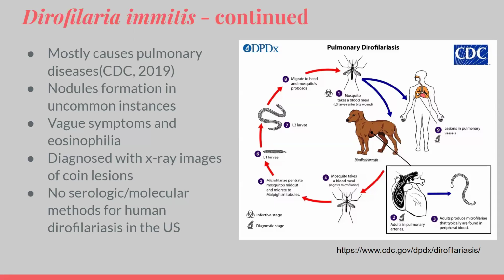Vague symptoms are associated with Diarrhea immitis because it can differ by dog, but the common one is eosinophilia, which is high amounts of eosinophil, white blood cells in the bloodstream. It is diagnosed with X-ray images of coin lesions found within the chest cavity. There's no serological molecular method for Diarrhea diagnosis in the United States for humans, but it is extremely rare for humans to get this, though it can occur.